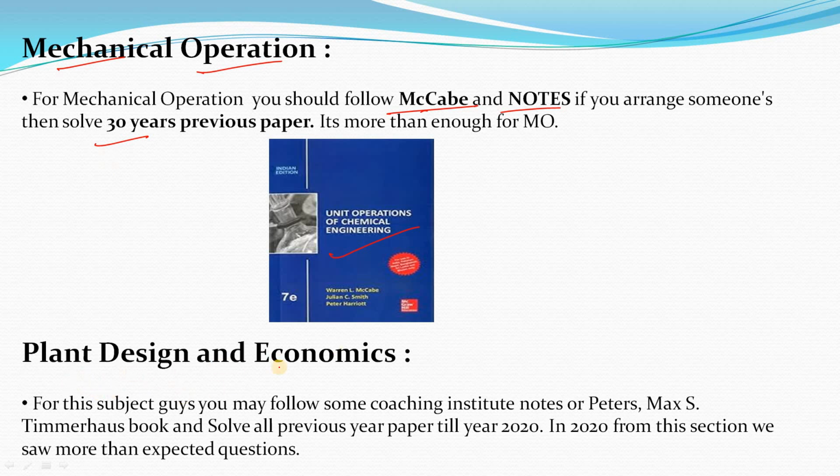Now for plant design and economics. In GATE 2021, I think there were more than 8 marks from this subject. It was an underestimated subject, and this year in 2021 everyone was shocked to see so many questions from here. For this subject you can follow Peters, Max, Timmerhaus books, otherwise you can take notes from someone and solve the previous year papers. It will be more than enough for you to solve plant design and economics questions and papers.